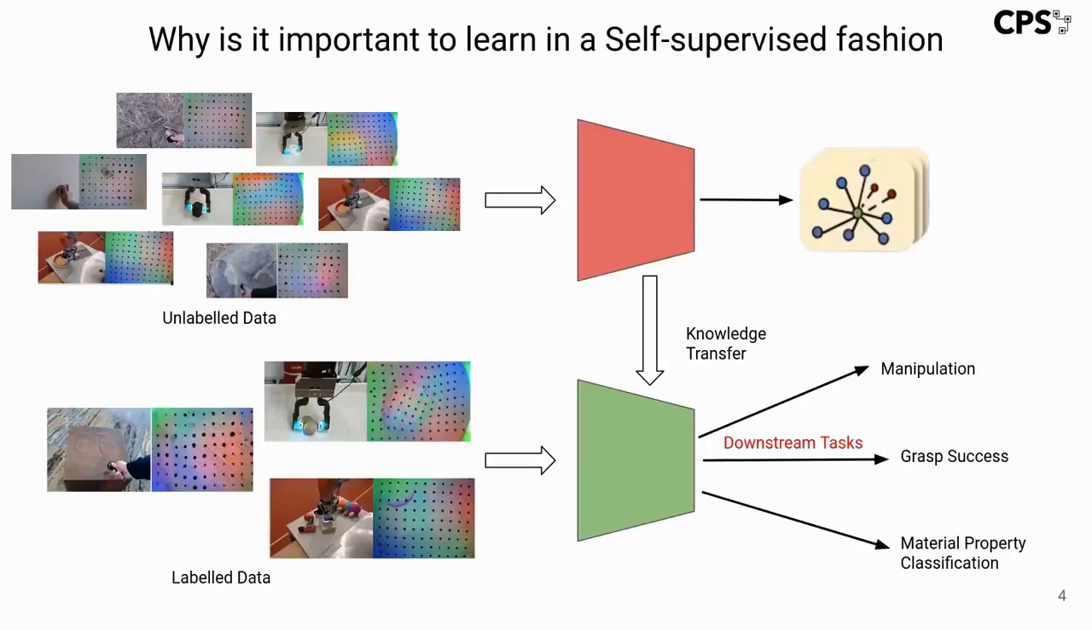Unlabeled data can be simply acquired through random actions or simple collection processes involving humans or robots, as done in the Touch and Go dataset. Self-supervised learning capitalizes on this extensive pool of unlabeled data to learn representations. Subsequently, the knowledge derived from these representations can be refined using labeled datasets, enhancing their applicability for specific tasks. These representations can be employed in downstream tasks, which may include complex manipulations, predicting the success of grasp, or classifying material properties.